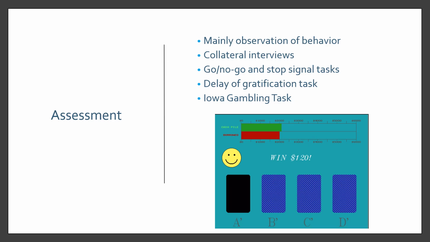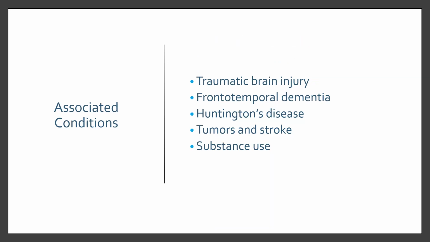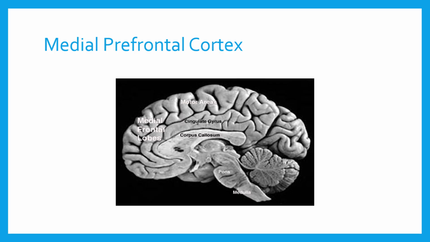Some of the associated conditions where you would see this type of dysfunction include traumatic brain injury, frontotemporal dementia, Huntington's disease, which is actually from dysfunction of the subcortical areas in that circuit, tumors and stroke, and substance use. Next, we'll talk about the medial prefrontal cortex, or mesial frontal, and that just means in the middle. This is also sometimes called the anterior cingulate circuit, which is referencing the cingulate gyrus right here, which is one of its major structures.